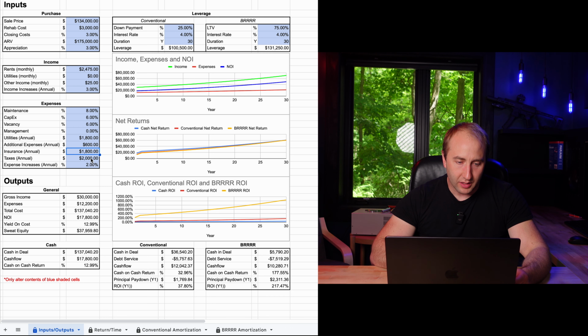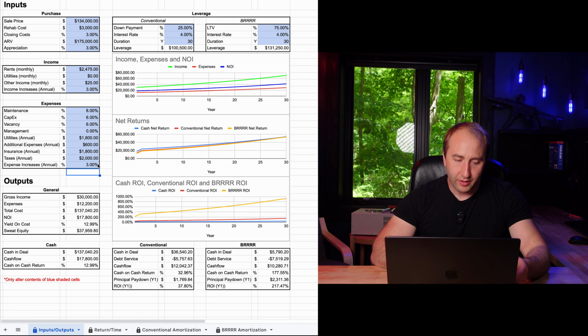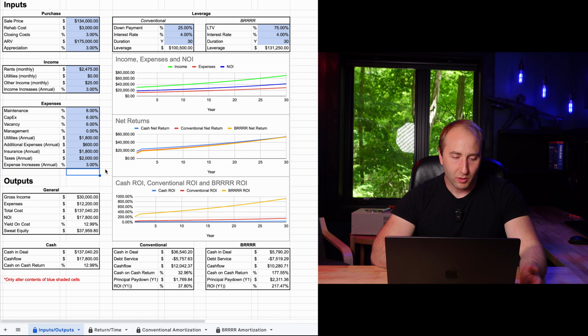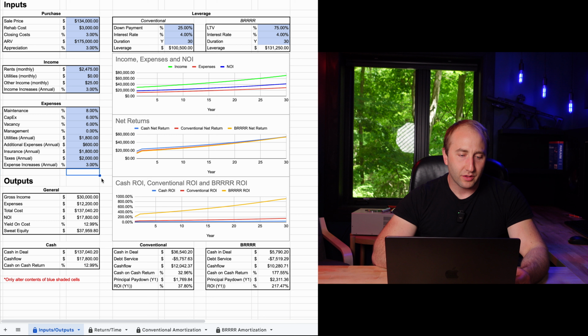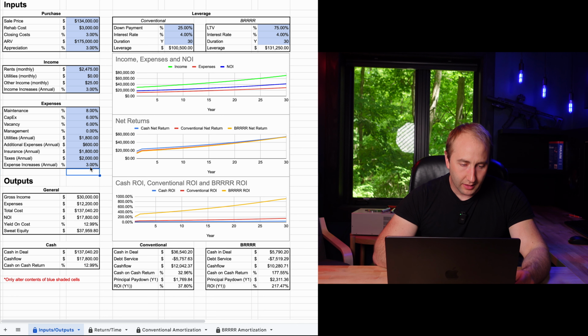Taxes about $2,000. Your expenses too will go up over time. Inflation's a little high right now, so I don't know, I'll put in 3%. Maybe it's more, maybe it's less, but ideally your deal's not going to be so thin that a couple percent of expense increase or whatever is going to destroy it.